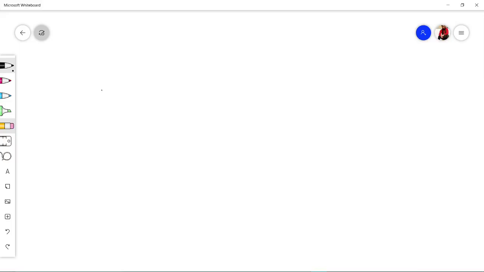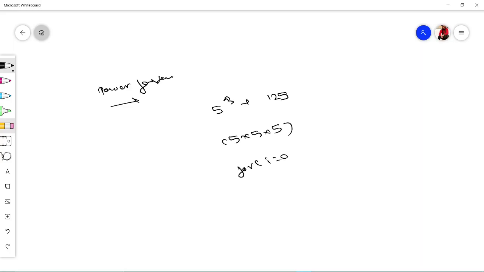So we need to find power but with a faster function, which is faster power. For example, 5 raised to the power 3 will be 125, but finding it in the iterative way, 5 into 5 into 5, with a for loop, for i equals 0, i less than 3, i plus plus, then multiplying, is a very slow way.